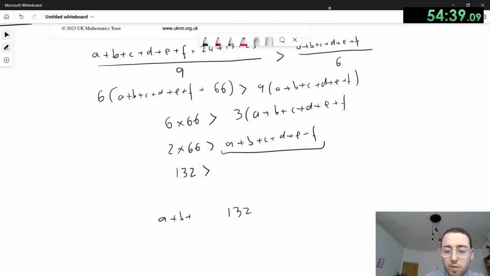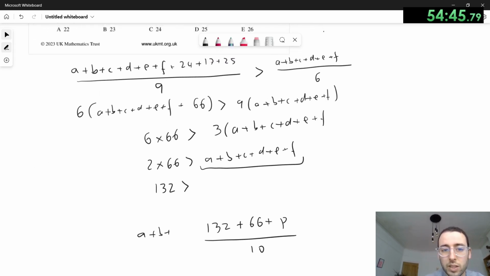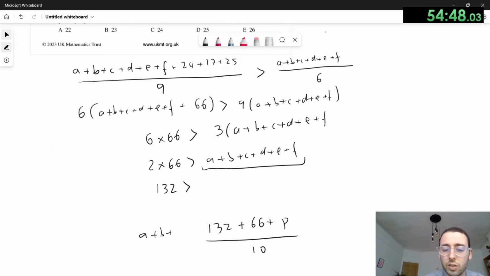So let's say I've got 132 plus 66 plus the next game, which we'll call P, 10th game, over 10. I want this to be bigger because 132 is the smallest. These are bigger than this. That's the minimum.